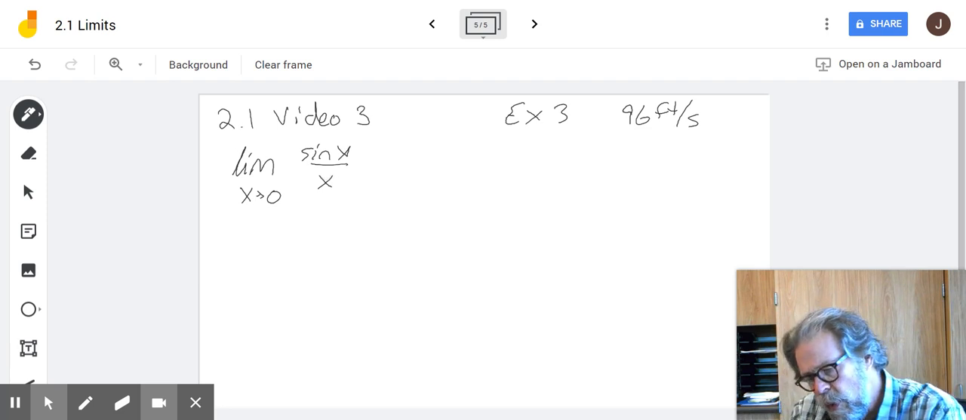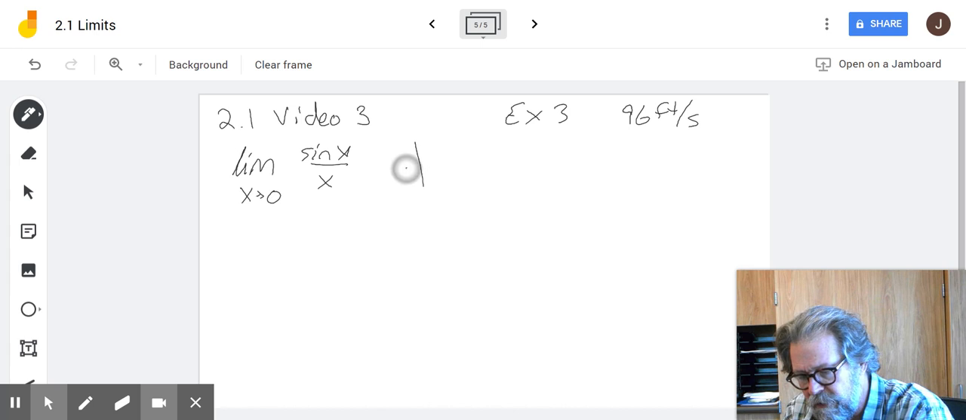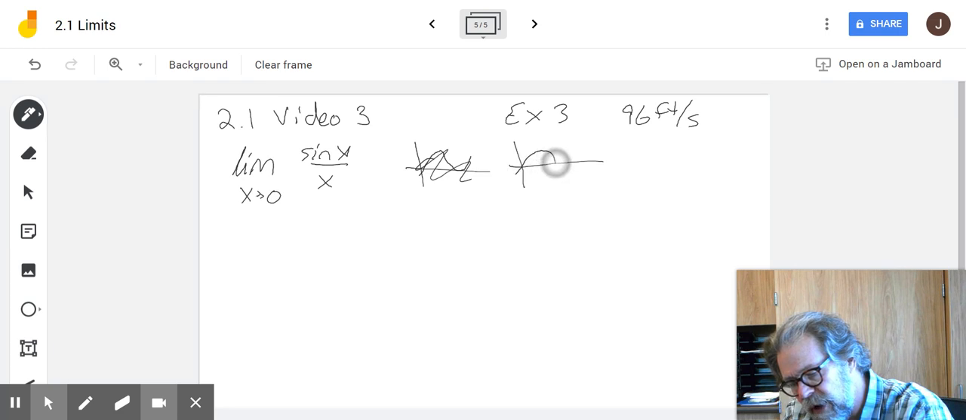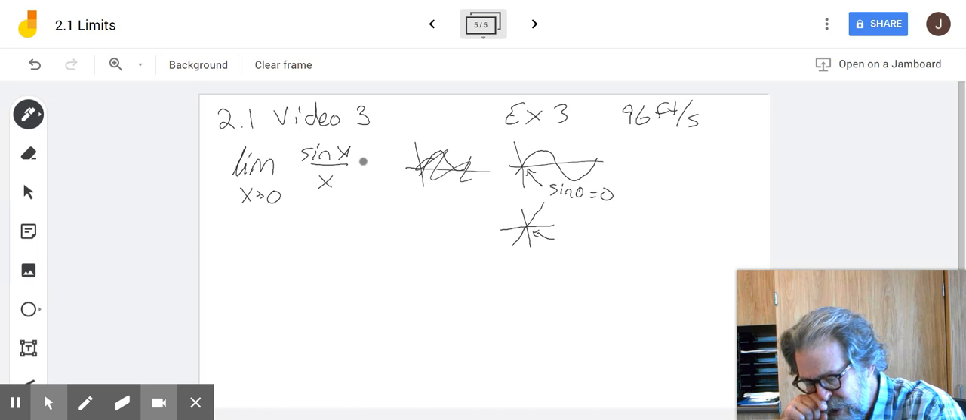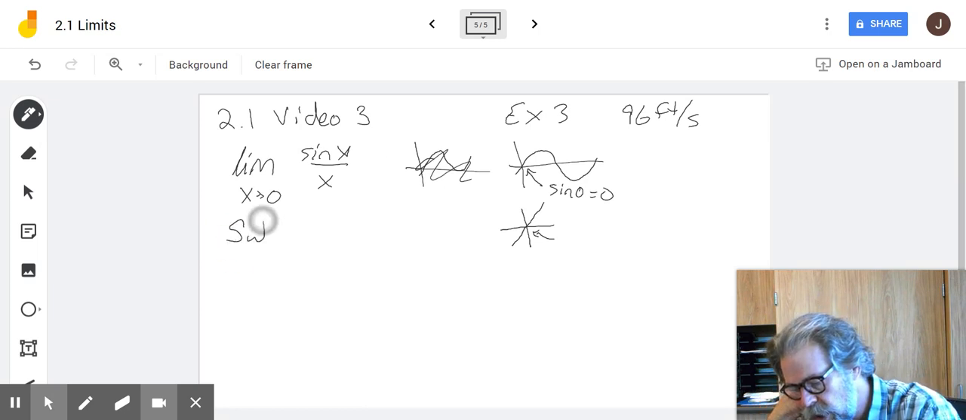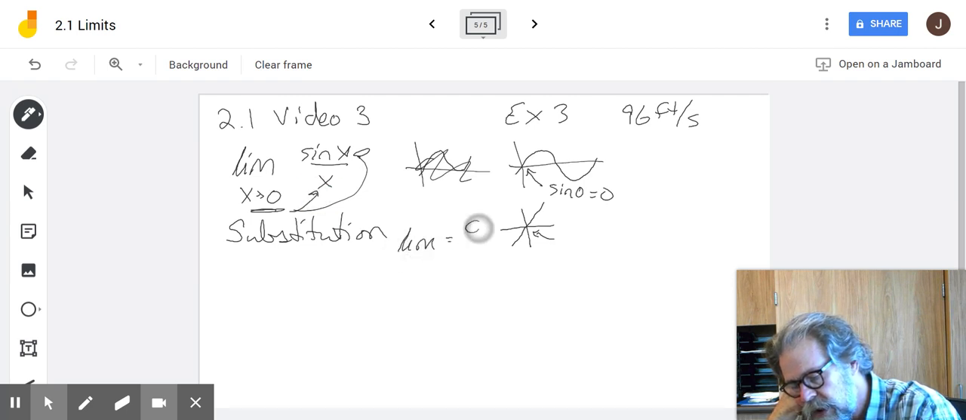Well, what do we know about sine of x? If we look at the graph of sine of x, we know that sine of 0 is equal to 0. And if we look at the graph of x, we know that when x is 0, it's 0. So by substitution, we just take that 0 and plug it into here and into here, and we get that the limit is 0 over 0, which of course is undefined.